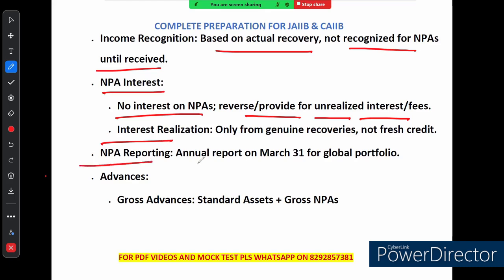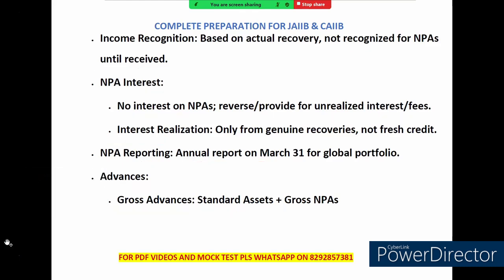NPA reporting. Every year on March 31st, banks must submit an NPA report for their global portfolio. Lastly, advances include both standard assets as well as gross NPA, which gives a full picture of the bank's loan performance. As you can see, gross advances equal standard assets plus gross NPA.